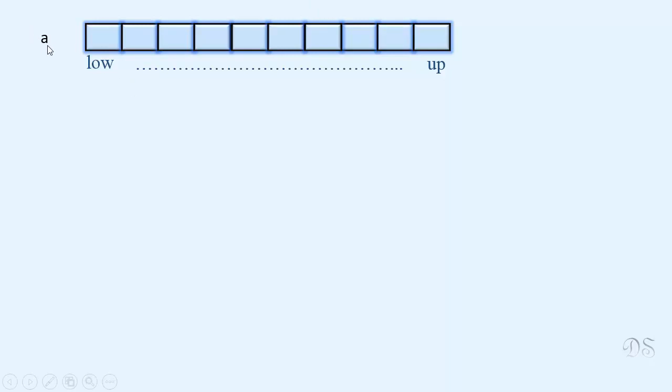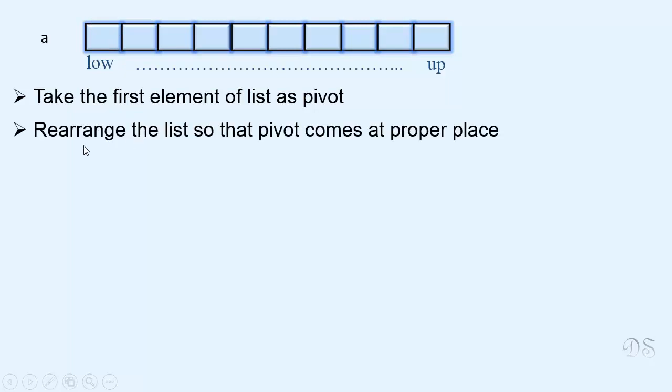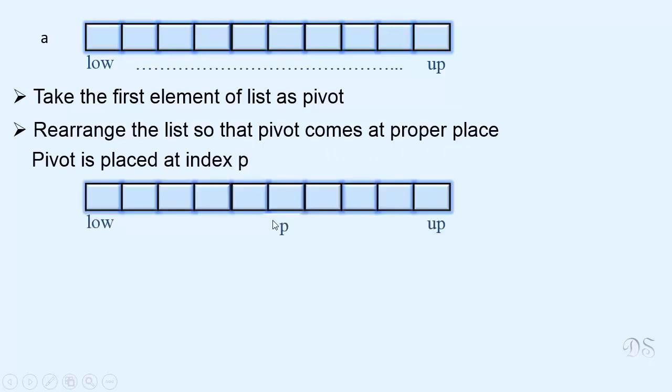This is the array A that we have to sort. The lower bound is low and the upper bound is up. First we take the first element of this list as pivot. So A low is taken as a pivot. Now the list is rearranged so that pivot comes at its proper place. Suppose P is the proper place for pivot. So after placing the pivot, the situation is this. Pivot has come at its proper place. And all the elements to the left of pivot are less than or equal to the pivot. And all the elements to the right of pivot are greater than or equal to the pivot.